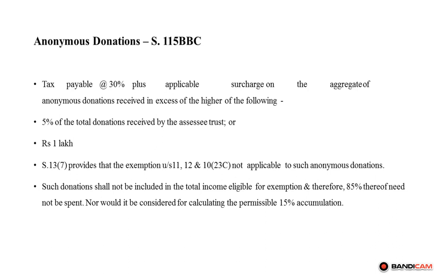and anonymous donation should not be included in the total income of the charitable organization, because we paid a separate tax on anonymous donation, and the tax rate for anonymous donation is 30%. Got it? So 30% rate is applicable for anonymous donation. So remember this very important part for computation of tax.